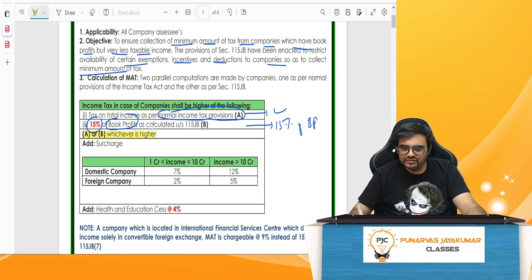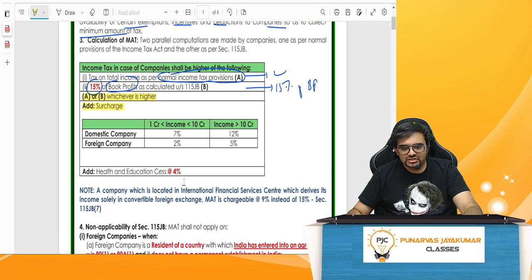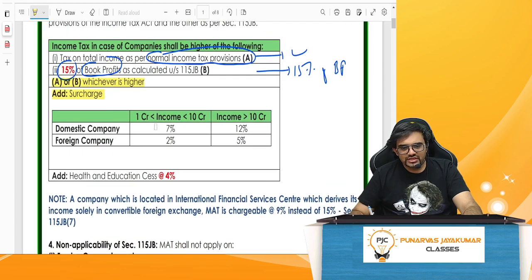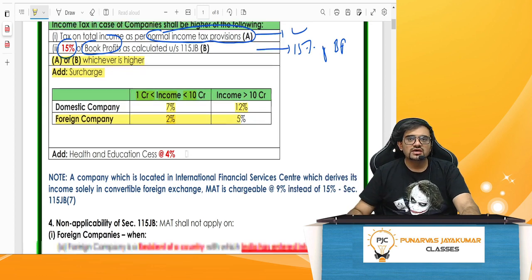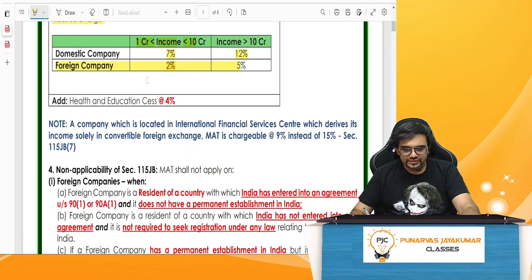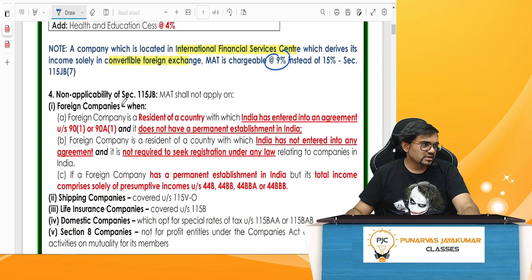A is as per the normal income tax provisions. Along with that, you should add surcharge. And what is the surcharge? You know that this is the surcharge. In case of MAT provisions, 1 crore to less than 10 crore, domestic company 7%, foreign company 2%. Income more than 10 crore, domestic company 12%, foreign company 5%. And of course, after that, health and education cess. But there's a small relaxation for IFSC, International Financial Services Center, which derives its income solely in convertible foreign exchange. MAT is chargeable at 9% instead of 15%. It is 9%.